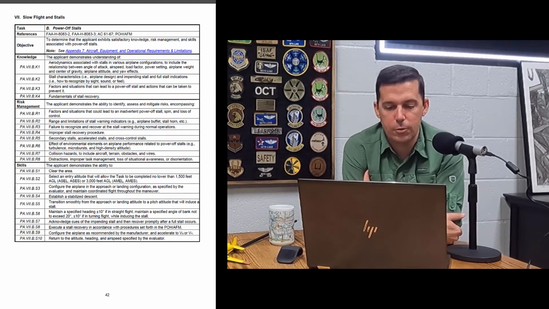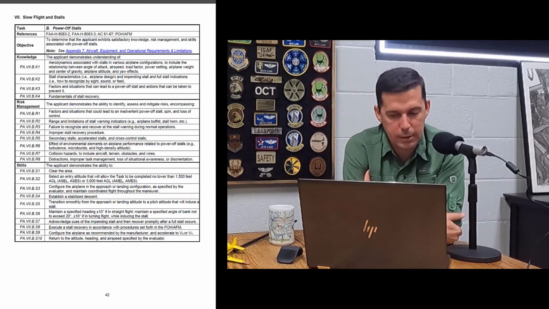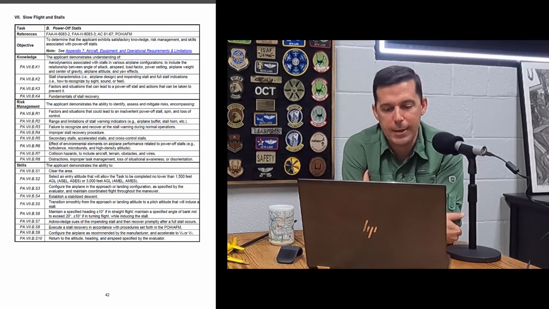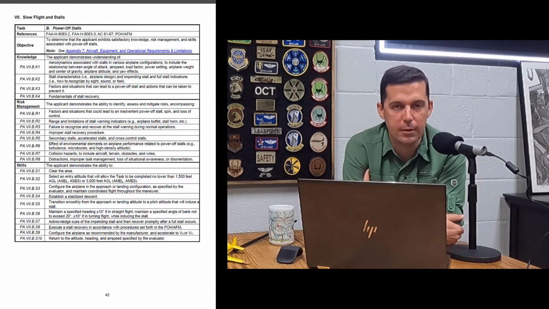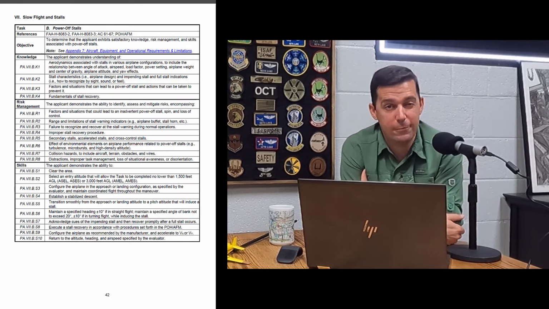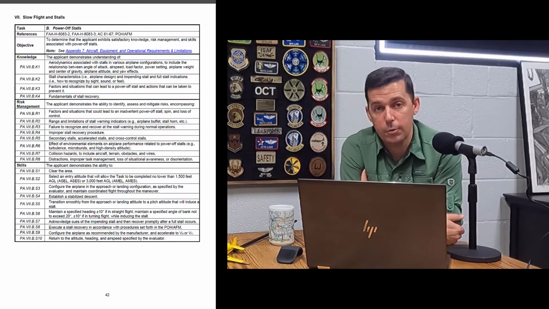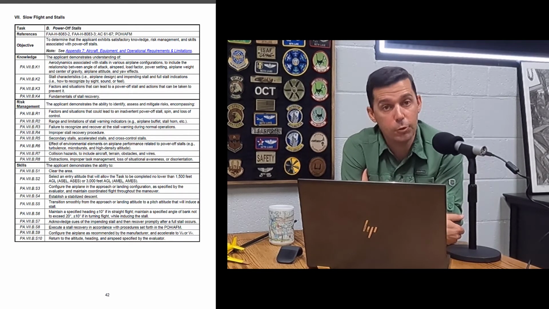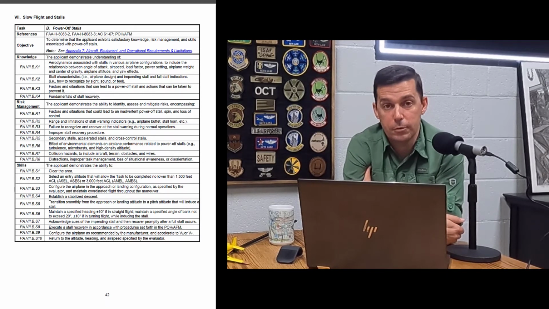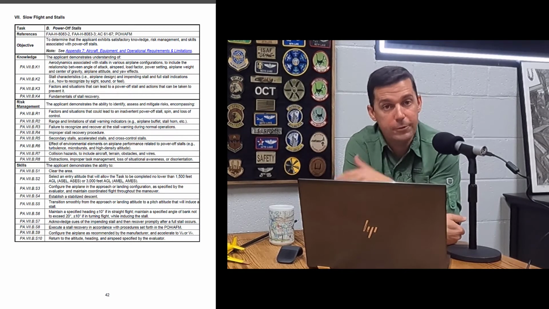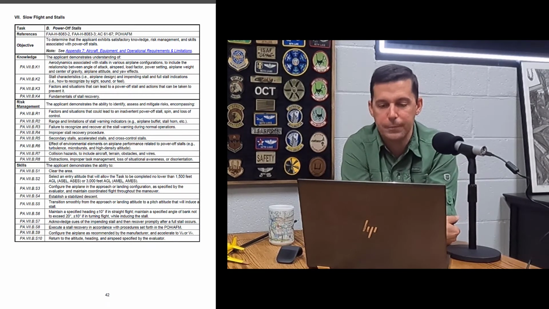Execute a stall recovery in accordance with the POH. Configure the airplane as recommended to accelerate to VX, VY, and then return to the altitude, heading, and airspeed specified by the evaluator. So we might do a couple of these where you recover at the first indication, and I'll have you recover at the full stall as well. So I want to feel that full stall break over. Not just the first indication, but the actual buffet, and then you'll feel the nose drop. Then I want you to recover.